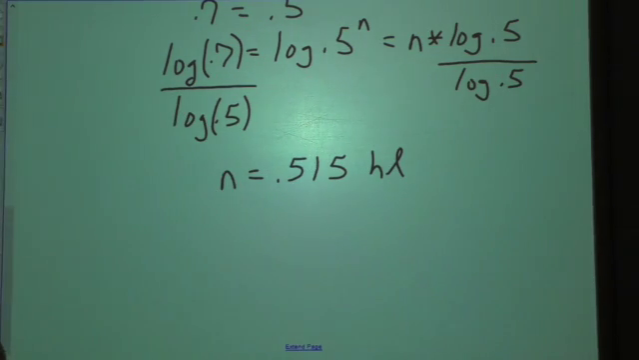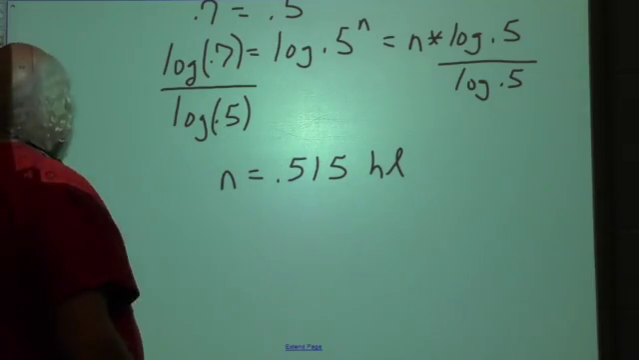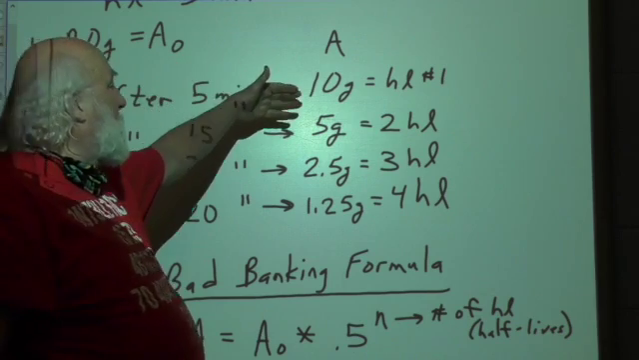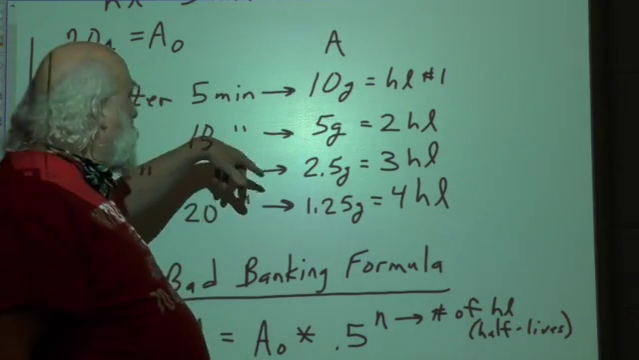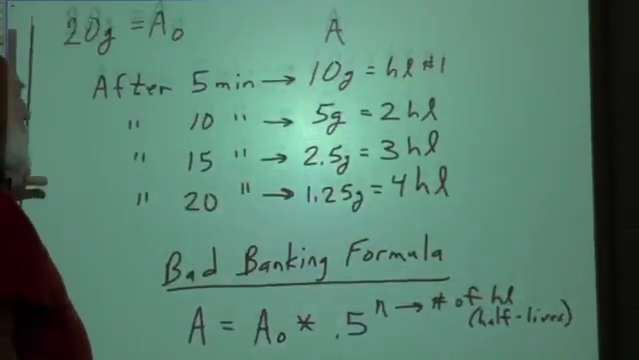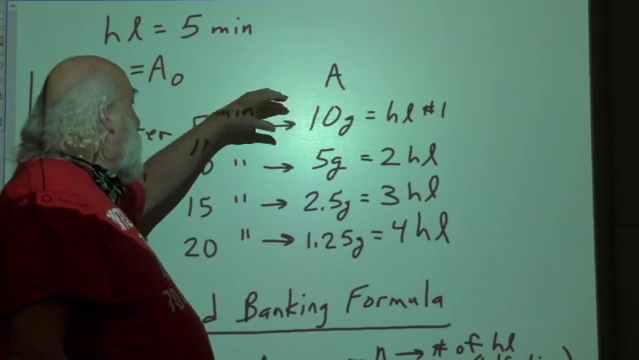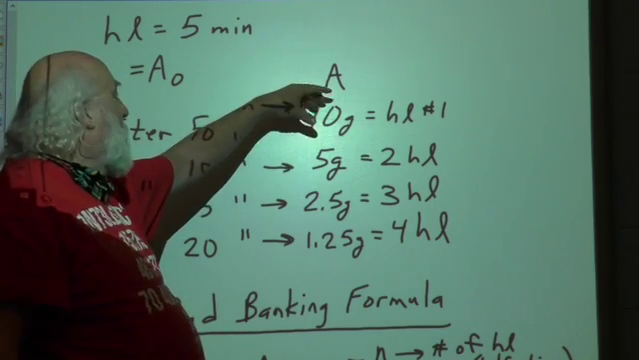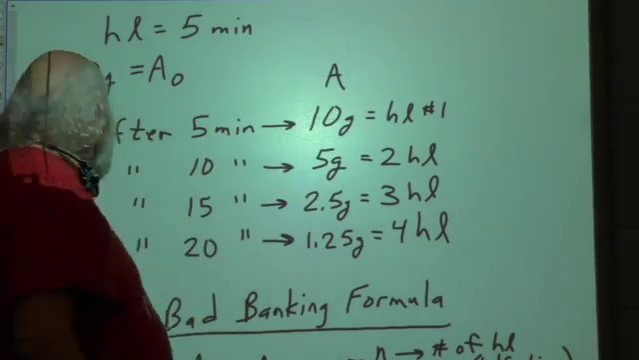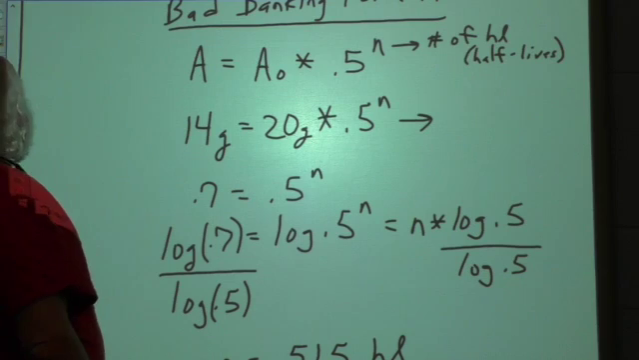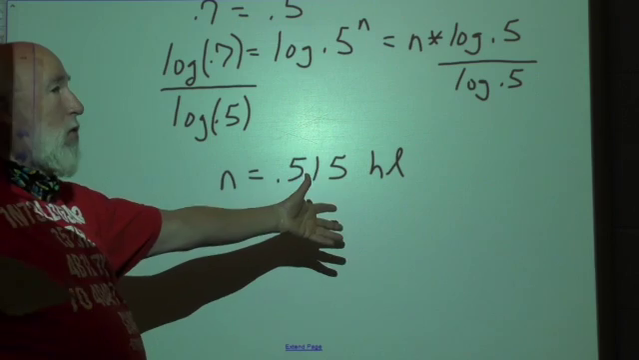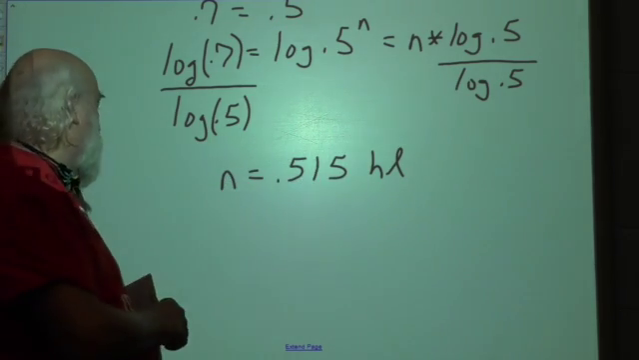Okay? Now, that makes sense because 14 grams is not quite there at the first half-life, so we know it's less than 1, so we know that it's gone through less than that. Exactly what it is, we can do by calculating this right here.